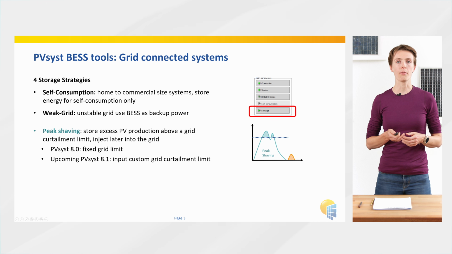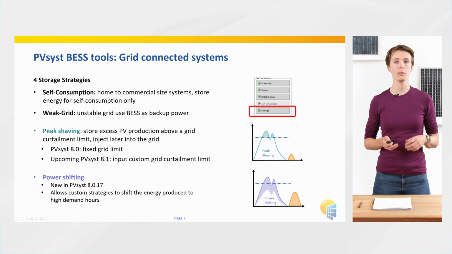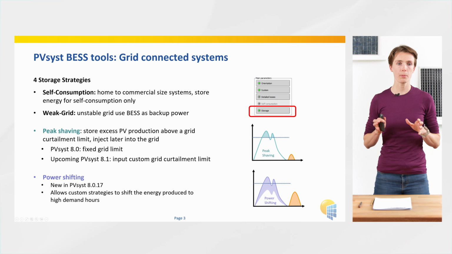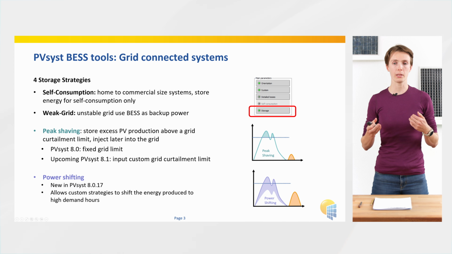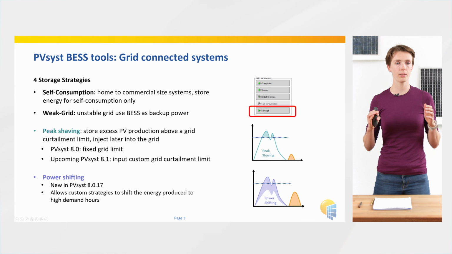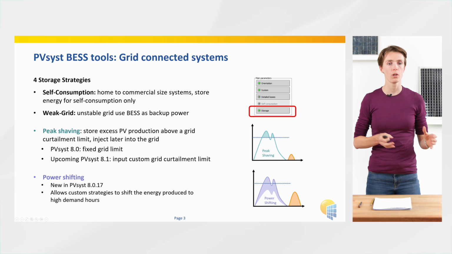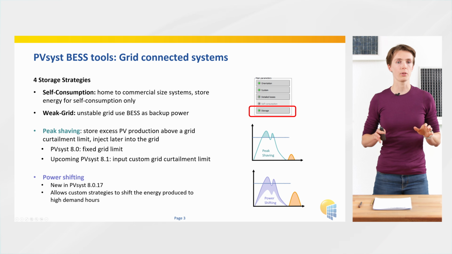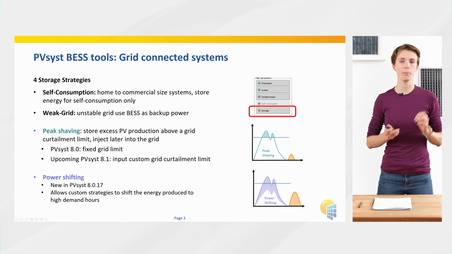And finally, we have a new storage strategy called power shifting that was introduced in PVsyst 8.0.17. It's similar to peak shaving, but here it operates independently of a grid curtailment limit. Here you will store a much larger fraction of your production to again inject it into the grid later in the day. In this presentation today, I'll be focusing on the 2 last strategies, peak shaving and power shifting.